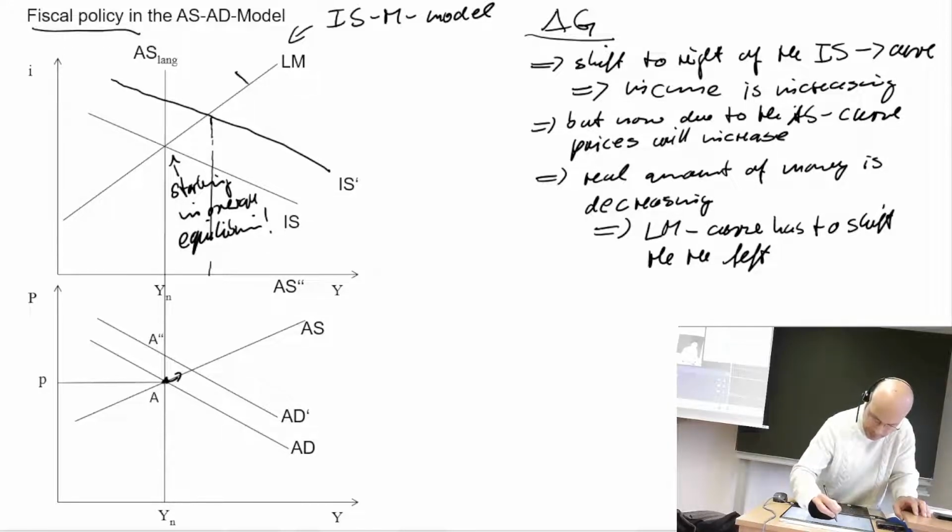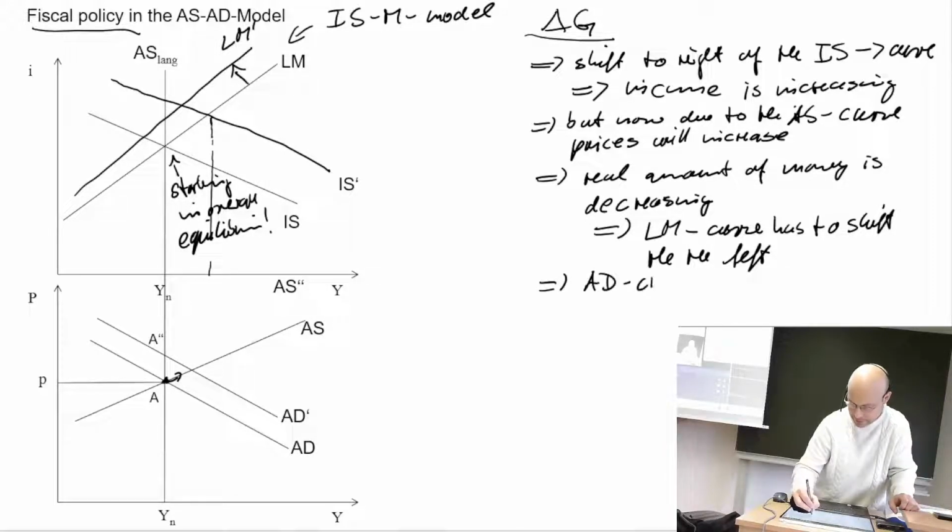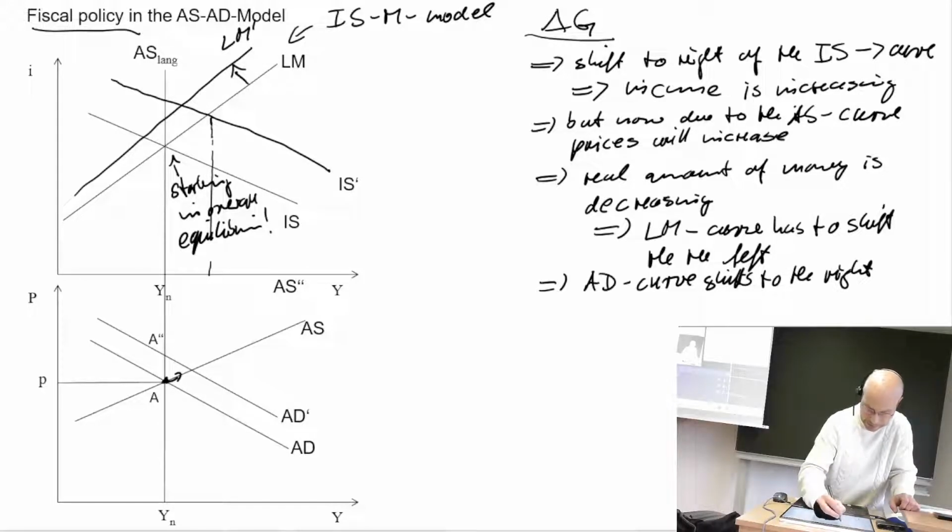So this means LM to the left. But what does it mean if LM is shifting to the left from the derivation of the AD curve? We know that a shift to the left of the LM curve means also a shift to the right of the AD curve. So then the AD curve shifts to the right.